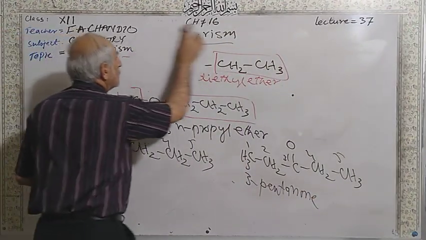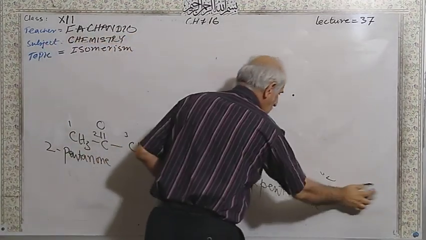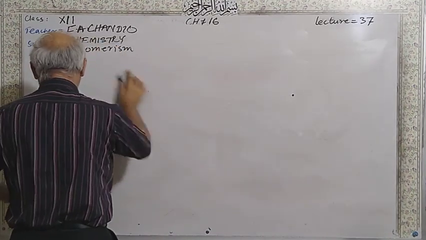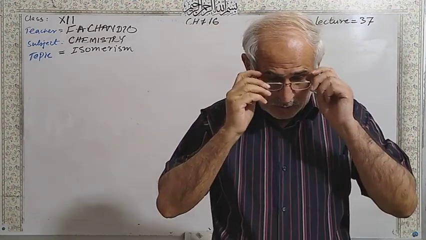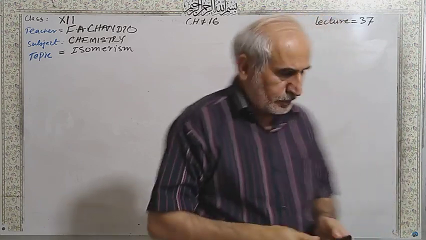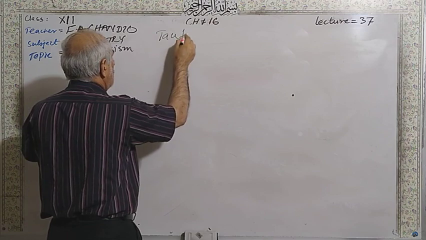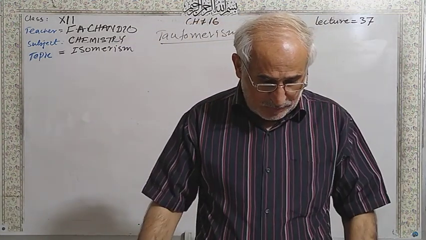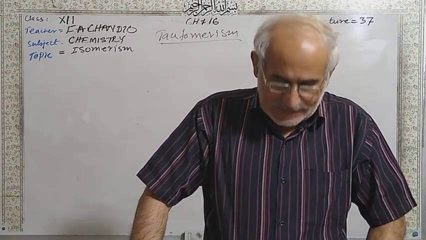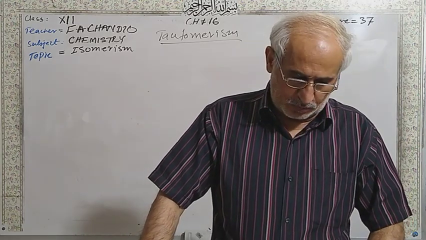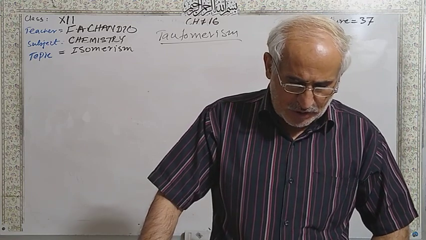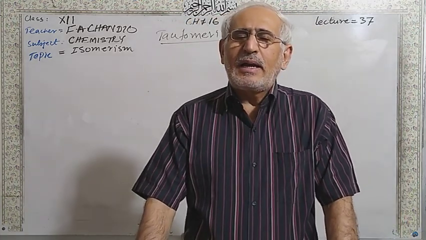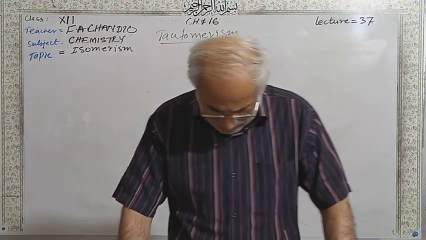Last number is tautomerism. In tautomerism, a type of isomerism in which the compound exists simultaneously in two forms in equilibrium with one another is called tautomerism. So an example is given here.